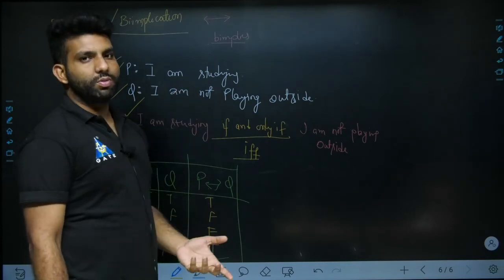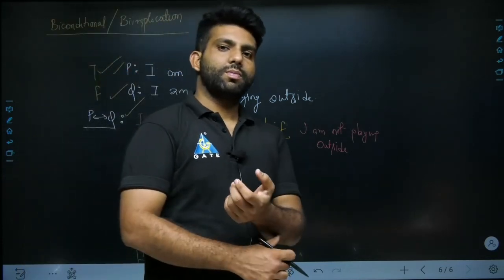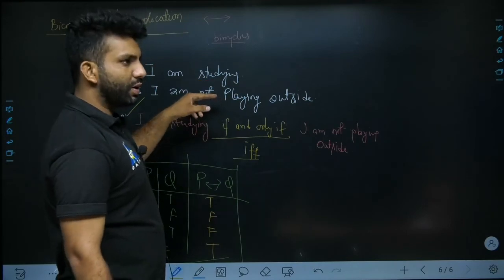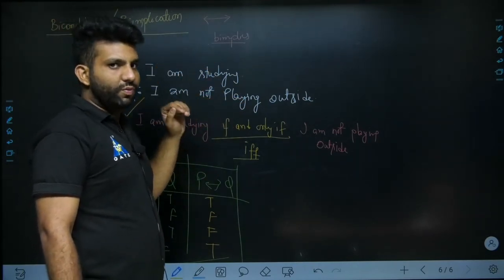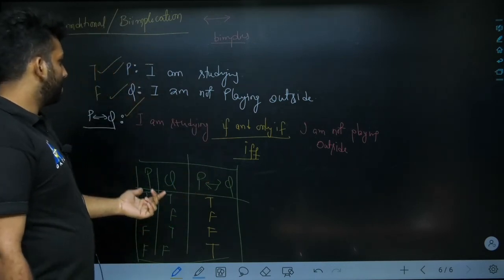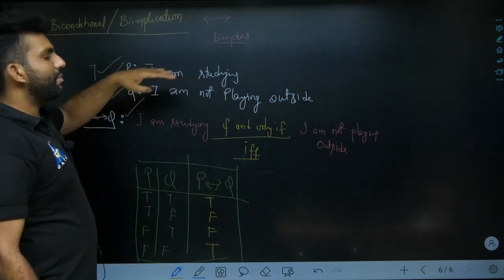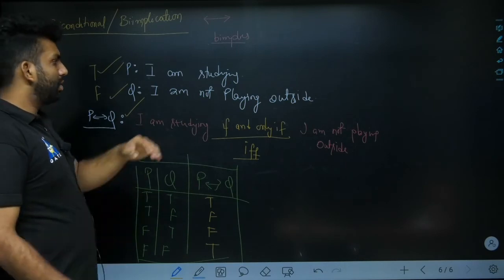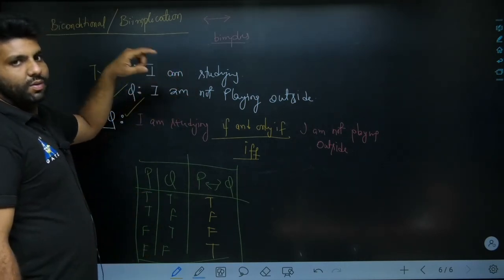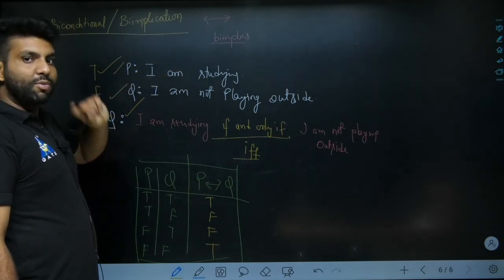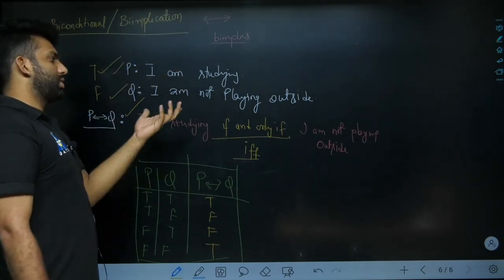How can this be true? That is, this is not implying this one. If I am studying, how can I play cricket or play outside? This is false. If this is false, this is true. I am not studying, I am not playing outside. This is true and this is false. I am not studying and I am not playing also. That is wrong because this was told to me.